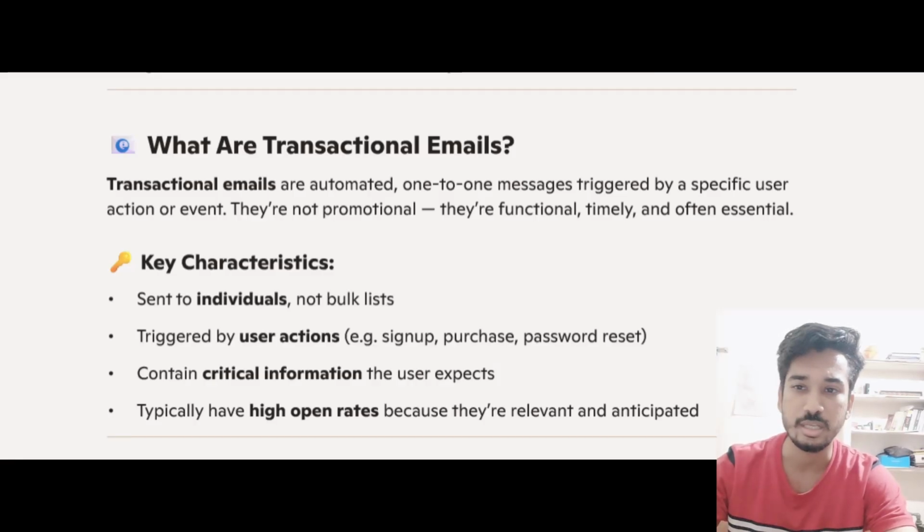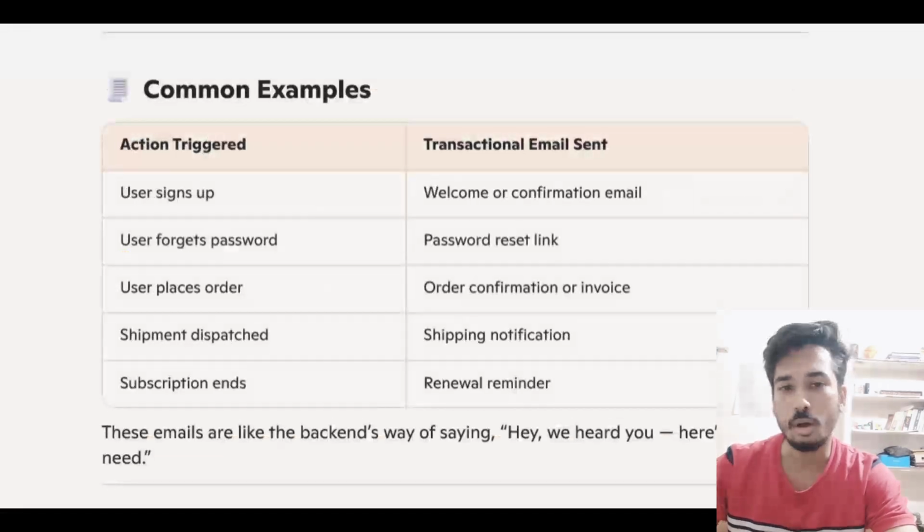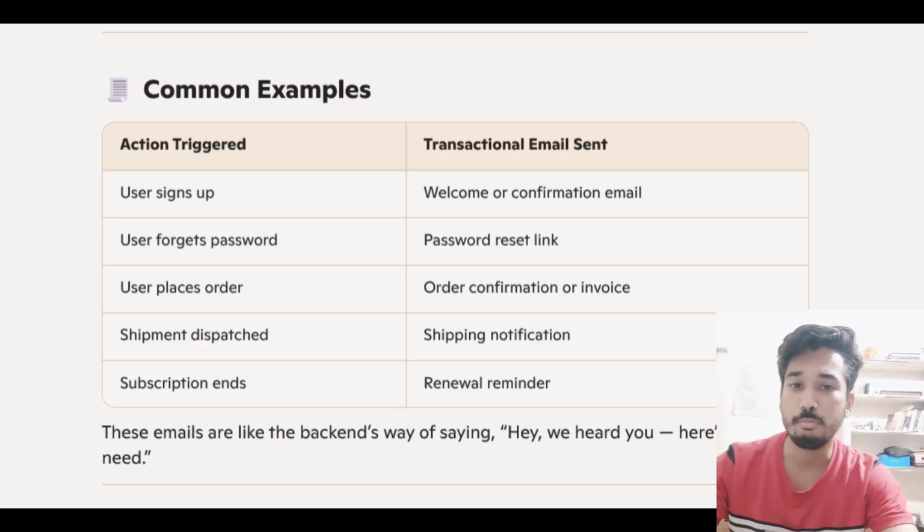Transactional emails basically are automated one-to-one messages triggered by a specific user action or event. For example, say that you have made an order on any of the e-commerce platforms like Flipkart or Amazon or Myntra. As soon as you place that order, you get a confirmation email on your account. That is basically a transactional email because it is triggered when you have placed the order. If for any reason your order got cancelled or lost in transit, you will also get another email regarding that as well. So these are basically transactional emails.